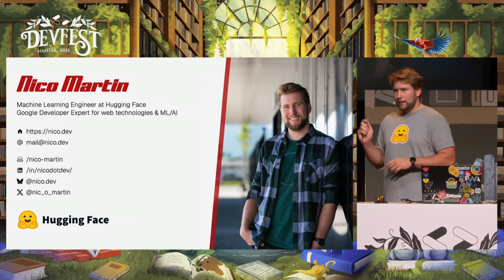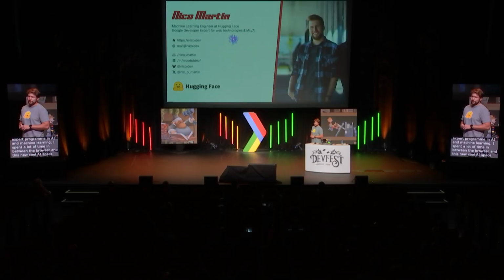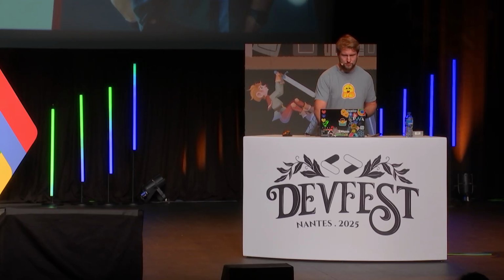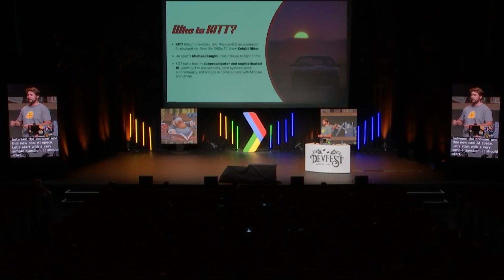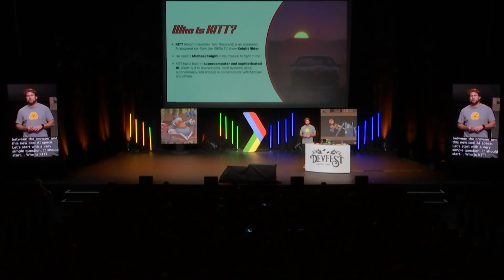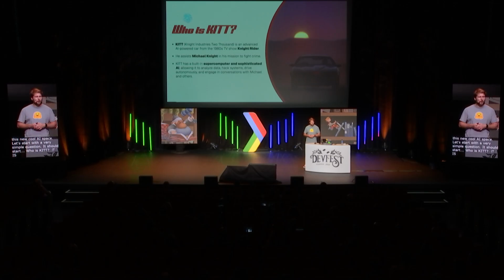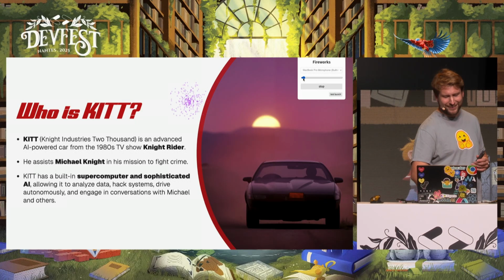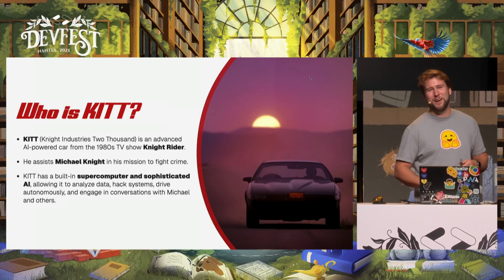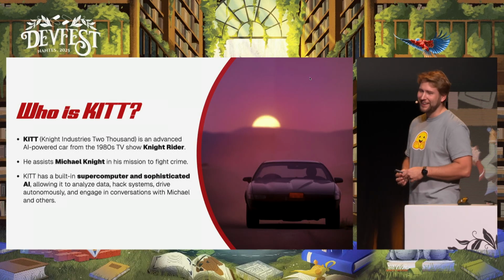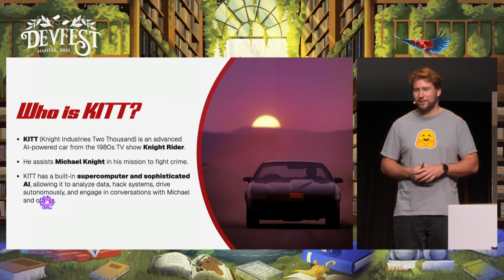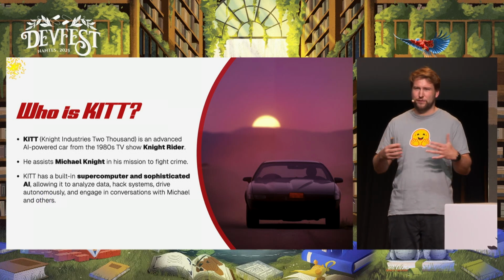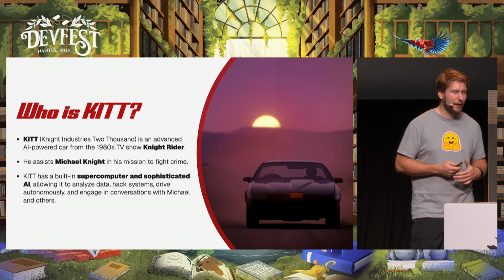Okay, let's start with a very simple question. Who is K.I.T.? K.I.T. is short for Knight Industries 2000. It's this advanced AI-powered car from the 1980s series Knight Rider. The whole series is pretty simple. It's good guys versus bad guys, where Michael Knight tries to fight the bad guys. And then, of course, K.I.T. is this supercomputer. It's a car. It's a sophisticated AI. So it's very hard to define what is K.I.T.